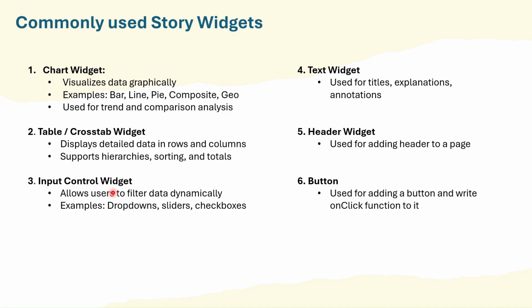Coming to the input control widget, these are used as a drop down, slicer, checkboxes. So these are used as a filter option. You can create a dynamic chart, and you can dynamically select a particular measure from the list of measures, or a particular column from the list of columns, and your chart visualization changes according to your selection. So that is measure input control and dimension input control.